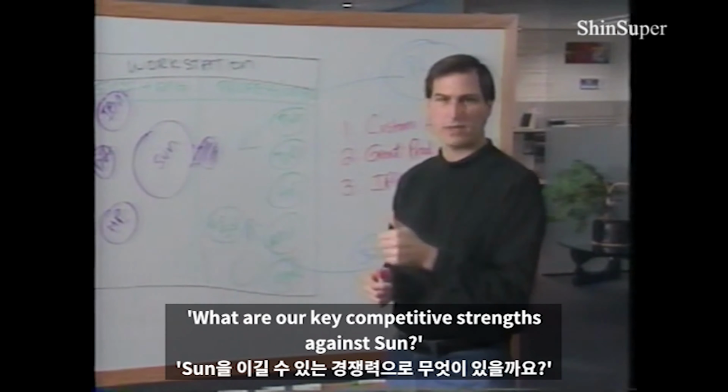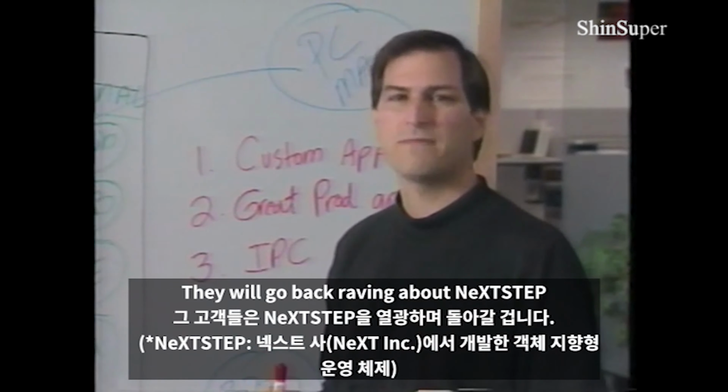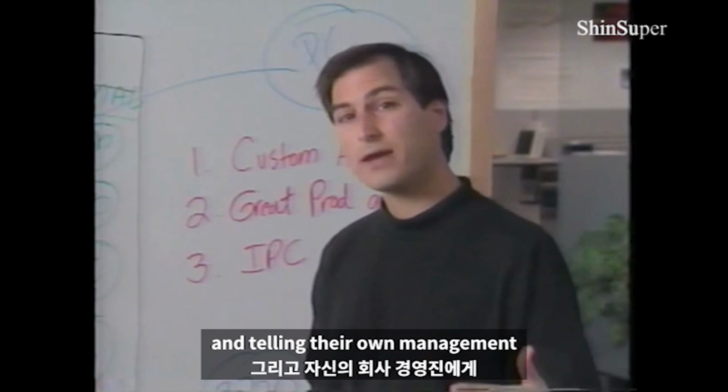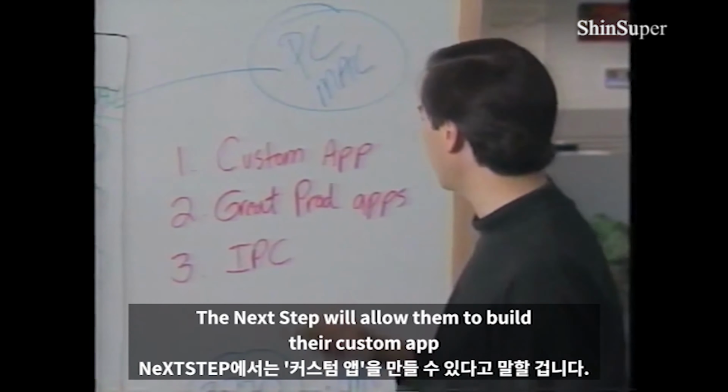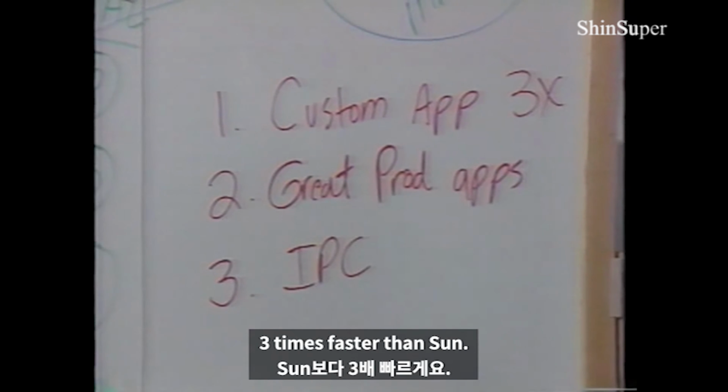Let's examine them. Custom applications. It turns out that our development environment is vastly superior to Sun's. And this is being decided not by us, but by our customers' best technical people when they return from our software camp. Our best competitive weapon to illustrate this point is to get our customers' best 2 or 3 developers to spend a week and to come to Redwood City or Pittsburgh and go through our developer camp. They will go back raving about NeXTStep and telling their own management that NeXTStep will allow them to build their custom app 3 times faster than Sun.